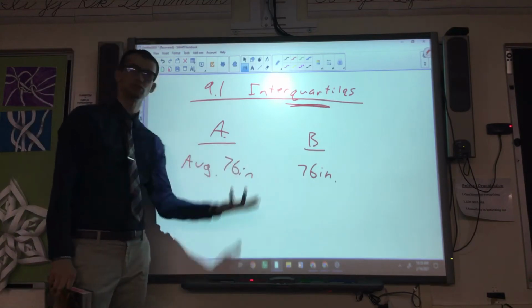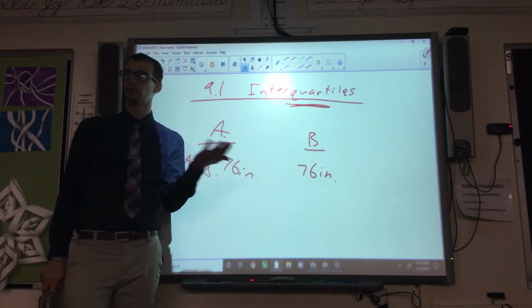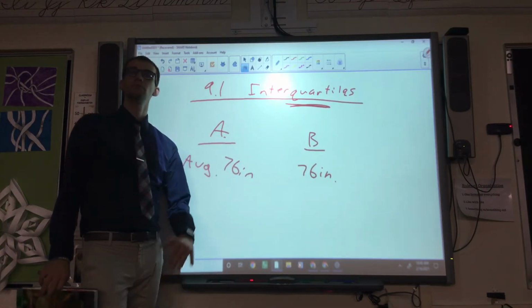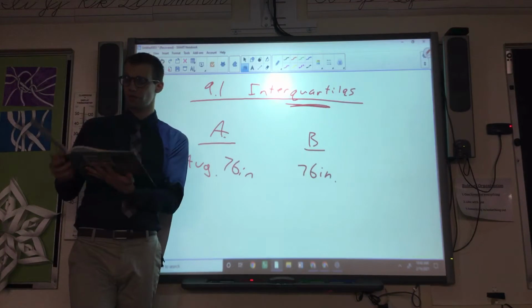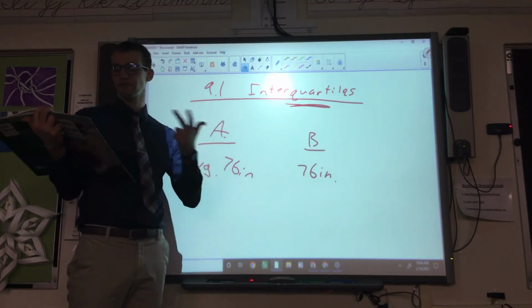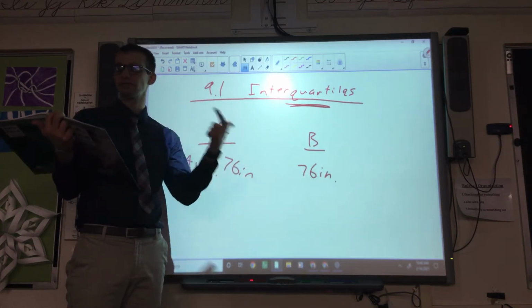Okay, that doesn't really tell us a whole lot, right? We got 76 inches for both of them. On average, the teams are the same height, right? Well, no. What do we see about the numbers when we actually look at them? Team A, 73, 75, 76, 78, 78. Team B, 76, 70, 82, 77, 75.